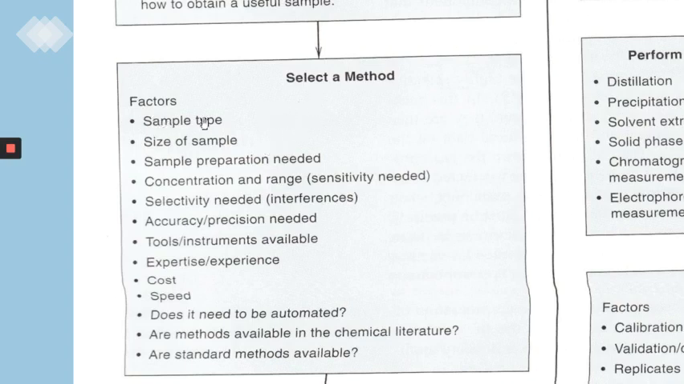The factors are sample type, size of samples, sample preparation needed, concentration and range, sensitivity needed, selectivity, accuracy and precision, tools and instruments available, expertise or experience, cost, speed, whether it needs to be automated, and whether the method is available in the chemical literature or a standard method is available.